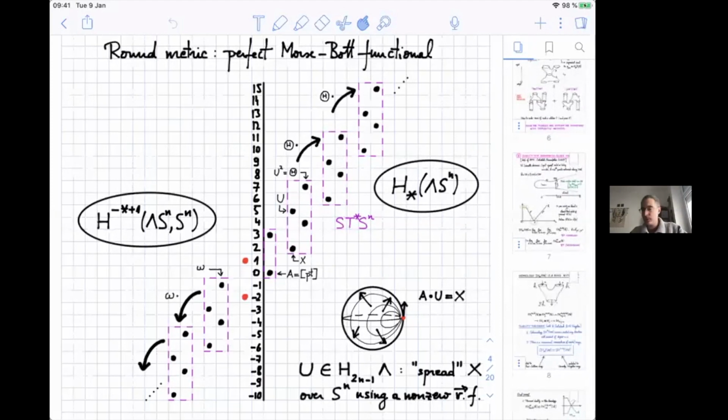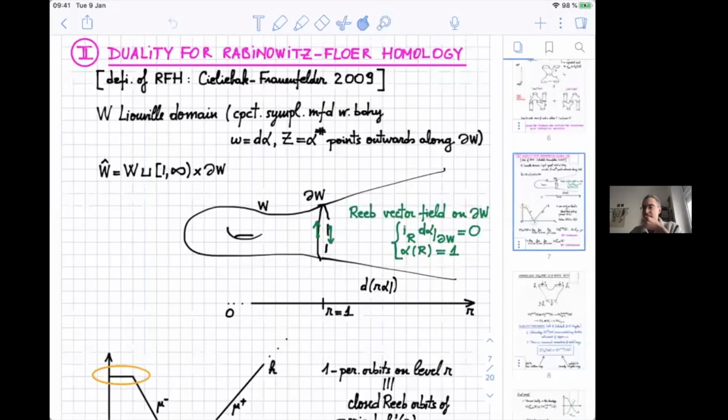So I will now go to the second part of the talk, which is symplectic, and is about the title.